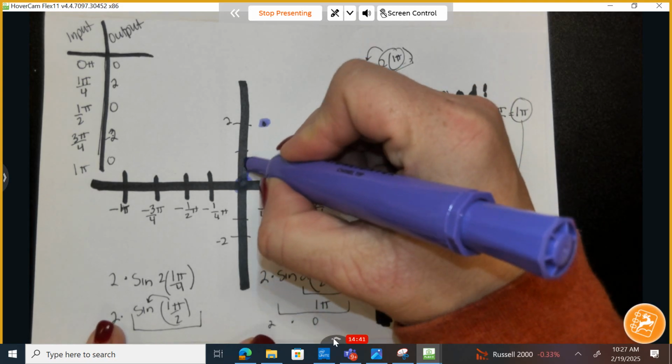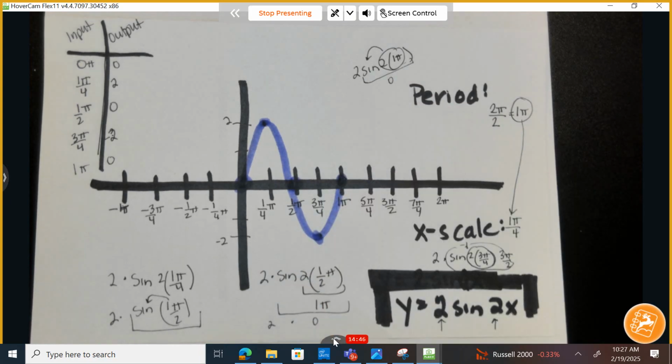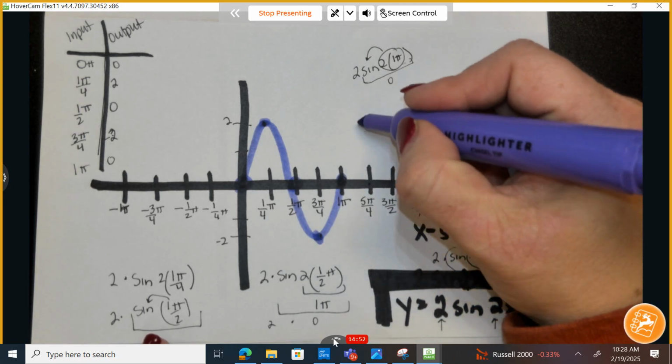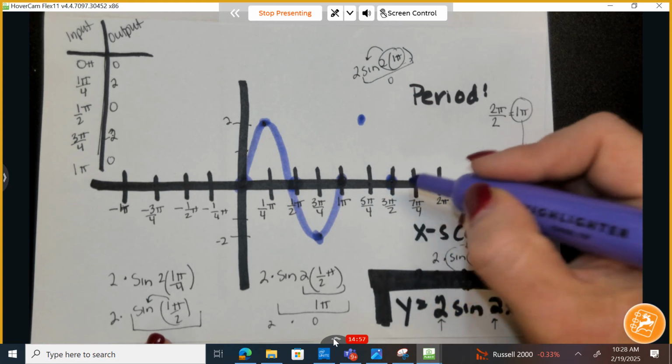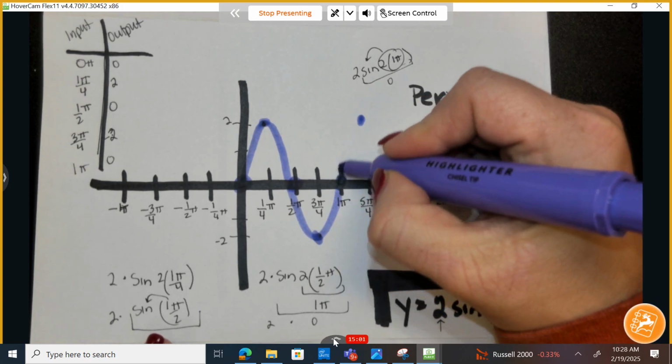Remember, these are going to be curved. It's like a wave. It's not sharp. There is one cycle, and it repeats itself to the right, and it repeats itself to the left. So at 5 pi over 4, I'm going to go up to 2. At 3 pi over 2, I'm at 0. 7 pi over 2, I'm down to negative 2, and back up to that midline of 0.